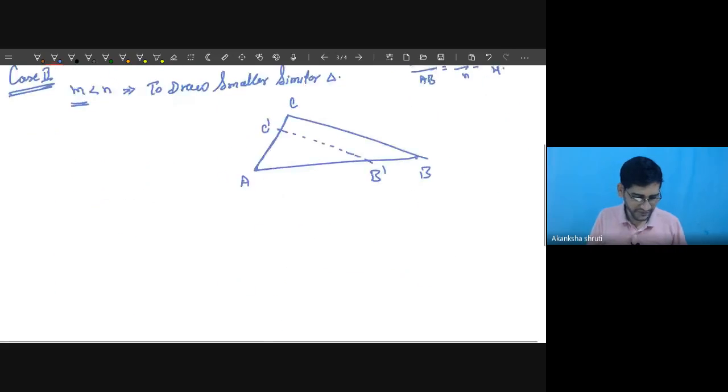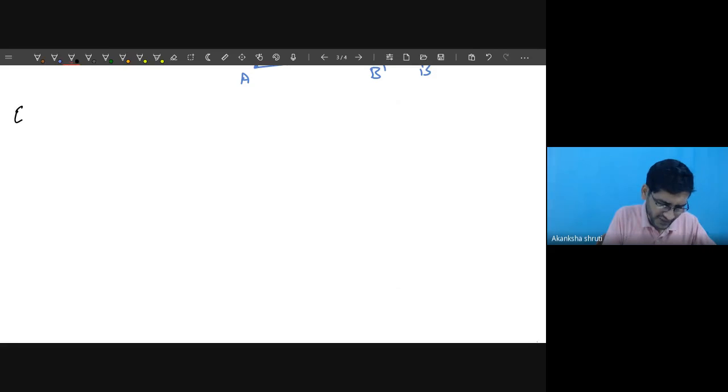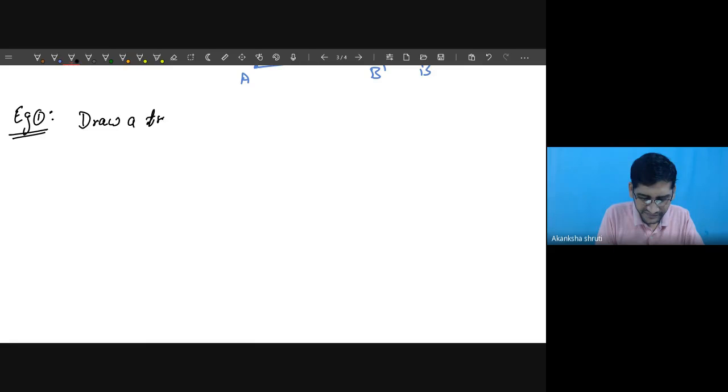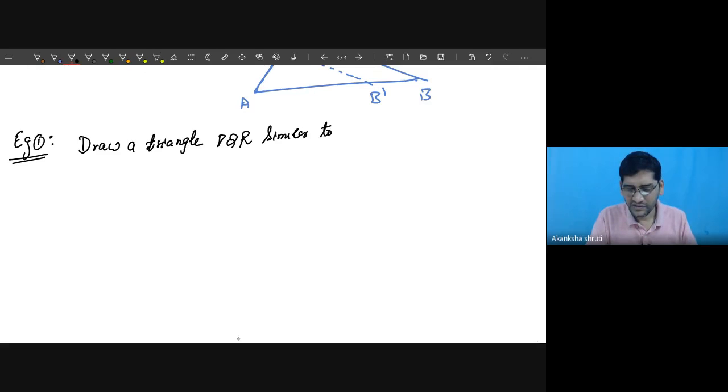So this was the theory. Now let me take one example. I will take 2 examples to explain the 2 cases. So draw a triangle PQR similar to triangle ABC, but the ABC triangle will not be given. Even that triangle you also need to construct by using the concept of class 8 and 9.